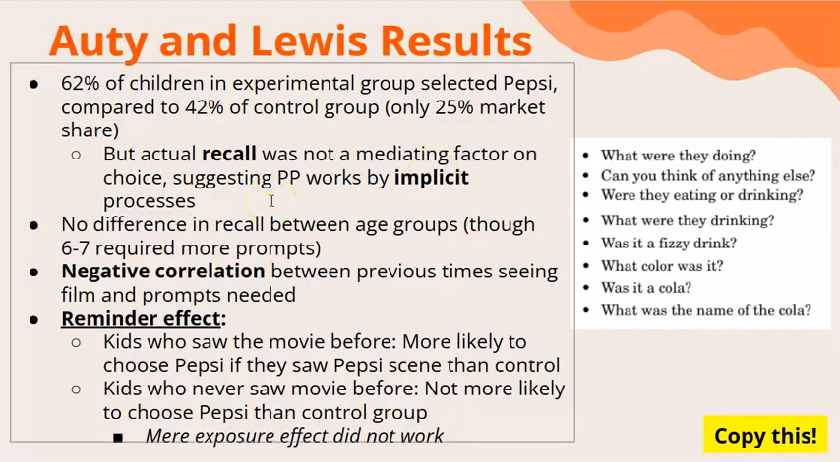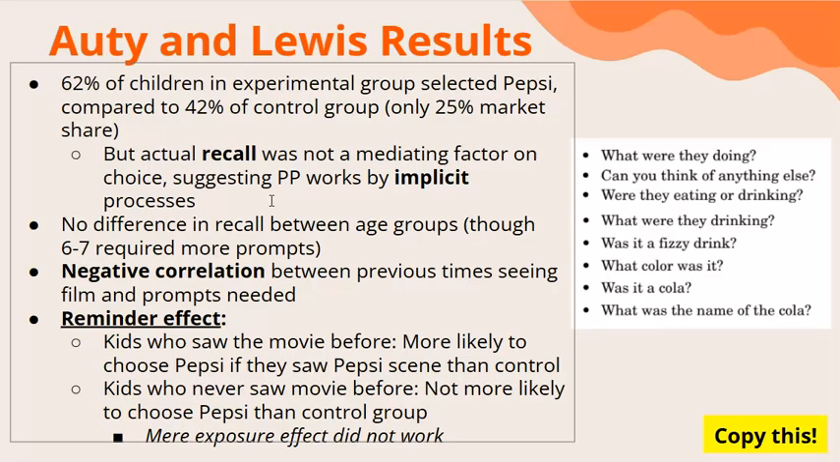There was no difference in recall between the two age groups. The younger kids did require more prompts, but there was no difference. It wasn't like the older kids were appreciably more likely to remember Pepsi. They found a negative correlation that we would expect between the previous time seeing the film and the number of prompts needed. The more times you had seen the film, the fewer prompts you needed.